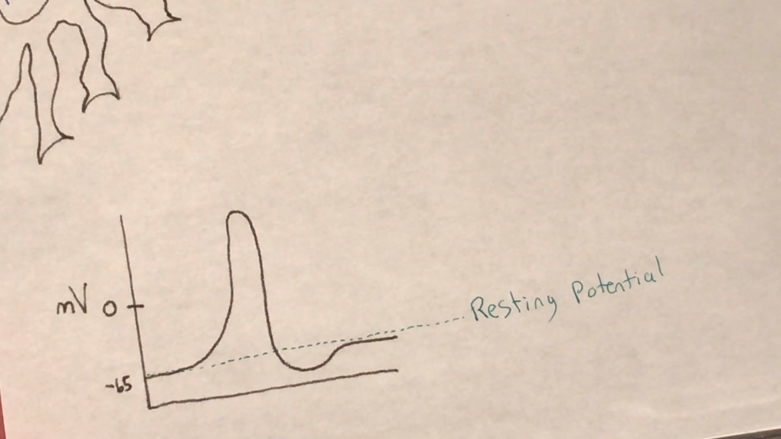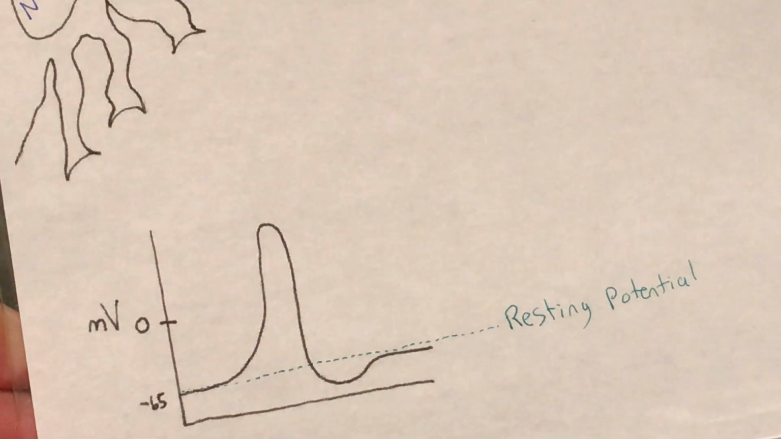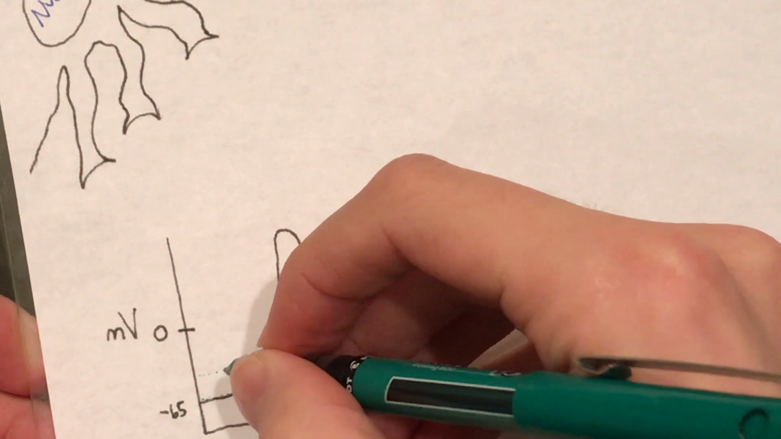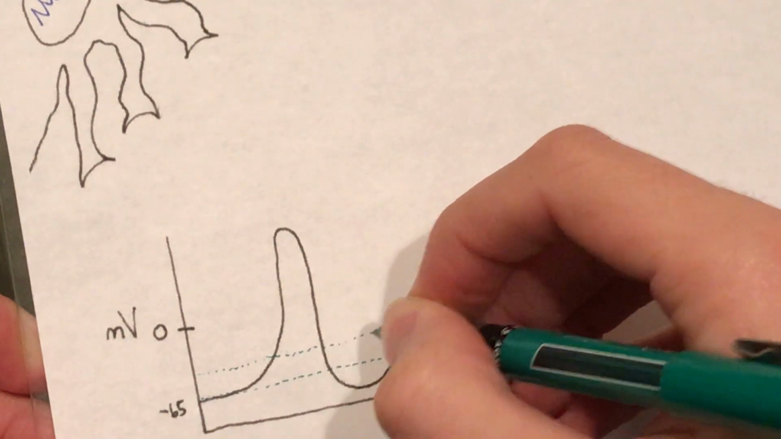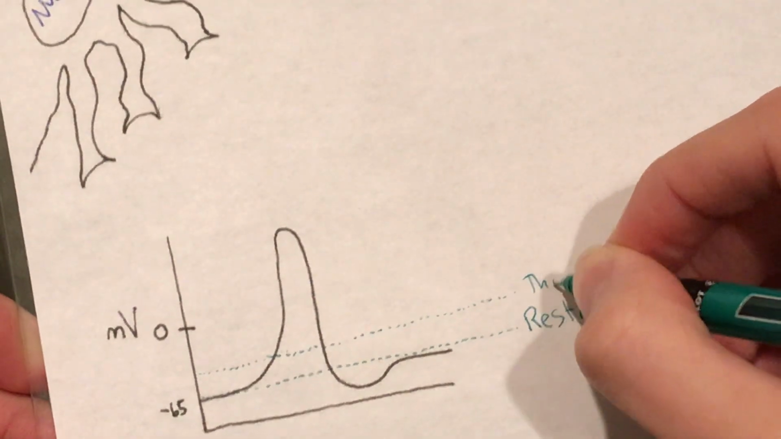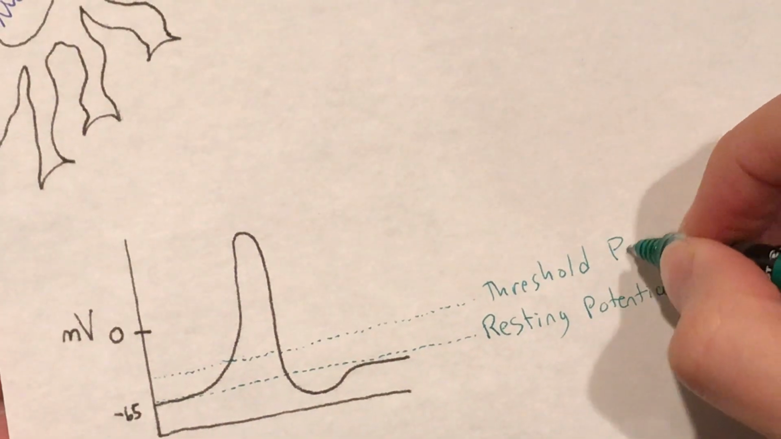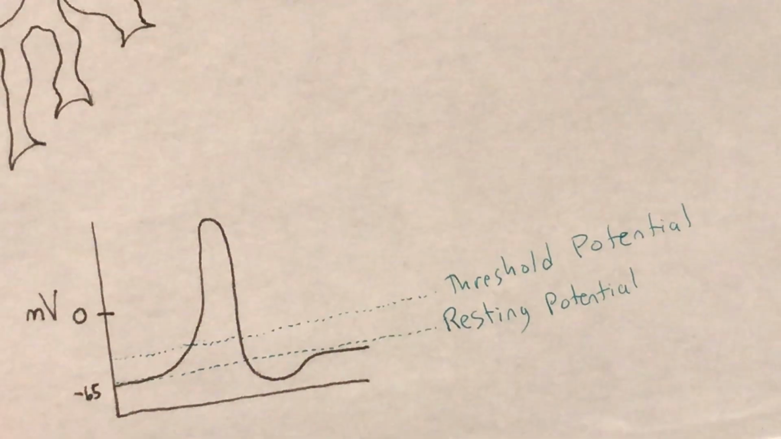Then there is also going to be what we call a threshold potential, which I'm going to explain in a little bit. And our threshold potential is going to be just a little bit above that, still in the negative range. So threshold potential.